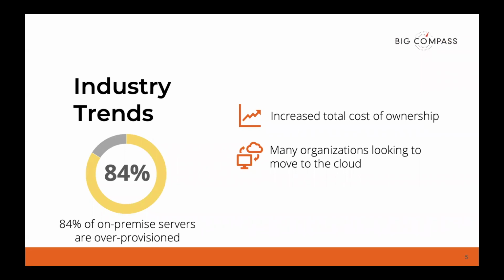All right, so let's get into it. What's out there in the industry right now? For legacy and iPaaS solutions that are sitting on-prem, 84% of those on-premise servers are over-provisioned. That's 84%. Almost all on-premise servers are over-provisioned, to put it another way. And due to the nature of on-premise servers, you're almost forced to over-provision those servers.